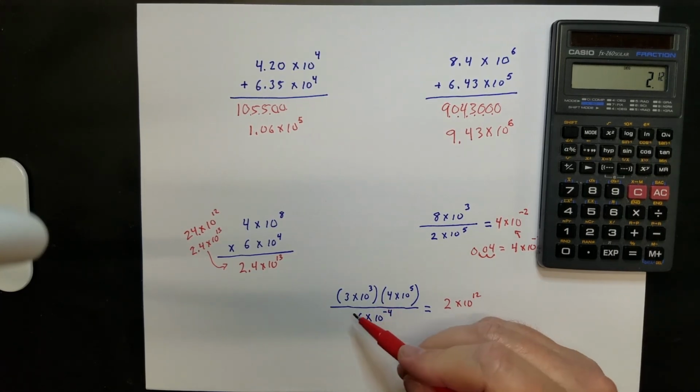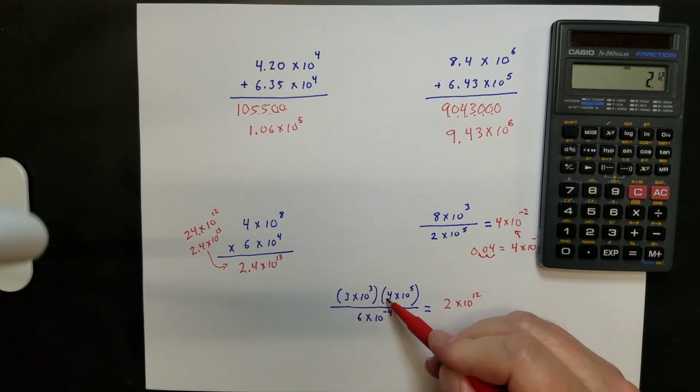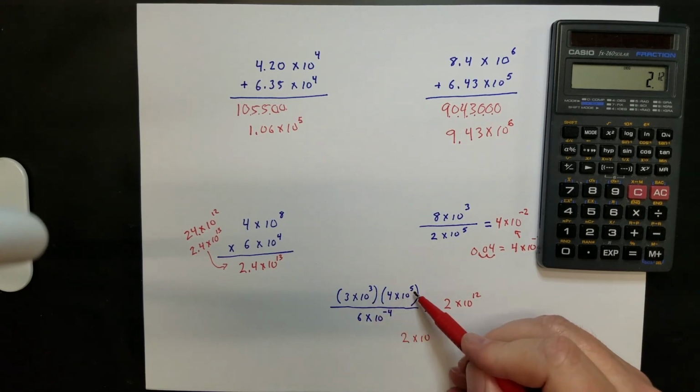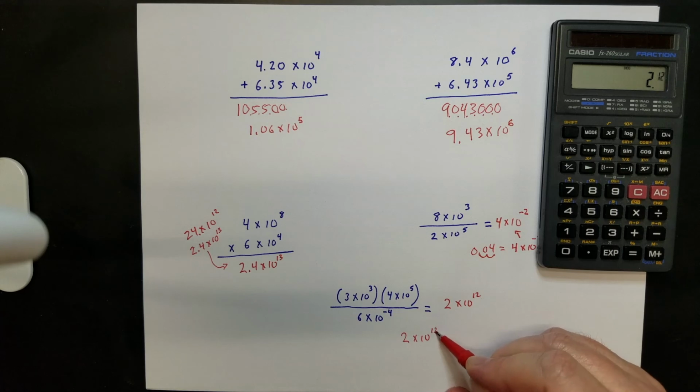Now let's double check it the old-fashioned way. Okay, 3 divided by 6 is half. Half of 4 is 2. Times 10. 3 plus 5 is 8. Then we're going to subtract a negative 4. So 8 minus a minus 4 gives us 12, which again is the same thing.